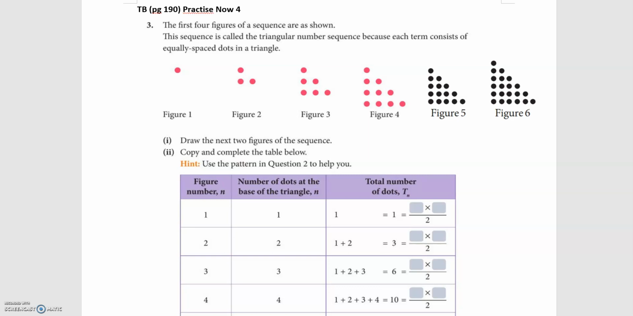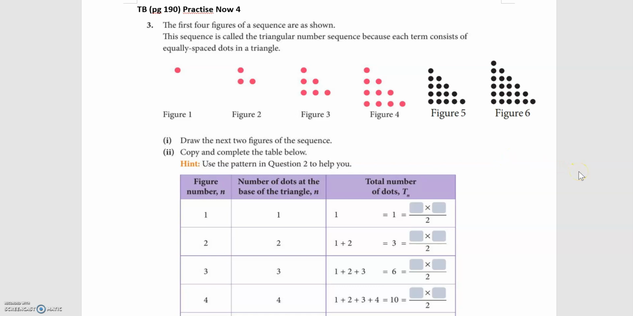So you should get something like this for figure 5 and figure 6. Figure 5, if you were to count the number of dots, should have 5 at the bottom. And if you see it from the left hand side, it will also have 5 dots. Same for figure 6, 6 each, with 1 overlapping. Let's look at part 2 now.